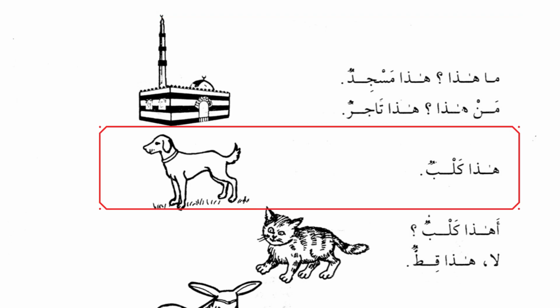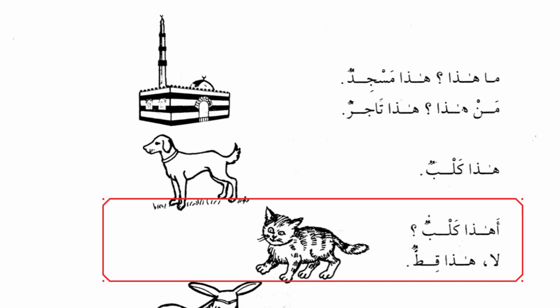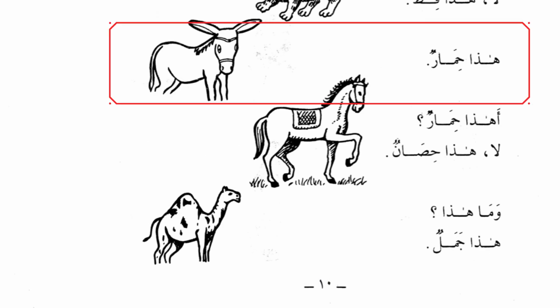Hada kalbun, this is a dog. Kalbun means a dog. Next, ahada kalbun, is this a dog? The picture shown here is a cat, so therefore the answer will be no, this is a cat. So in Arabic, لا هذا قط. لا means no, هذا قط, this is a cat. قط means a cat. Next, هذا حمار, this is a donkey. حمار means a donkey.